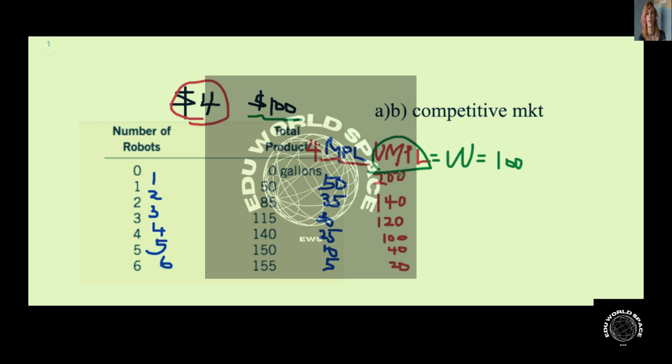So we just look at this chart. 100 is right here. And then we see that it is produced by the fourth robot. So the answer for this question is the firm is going to rent 4 robots.